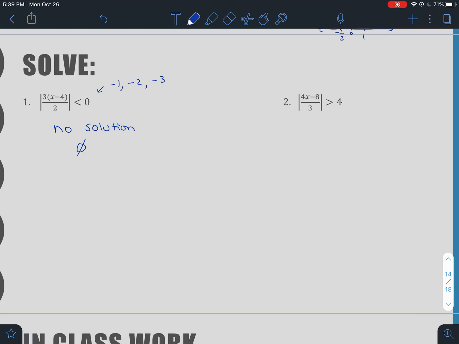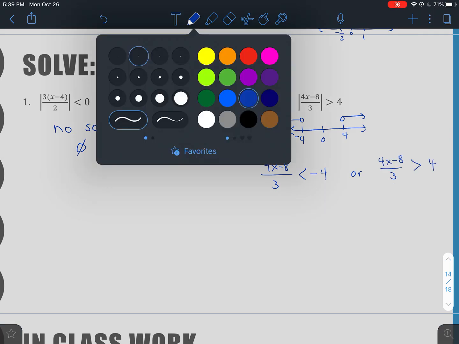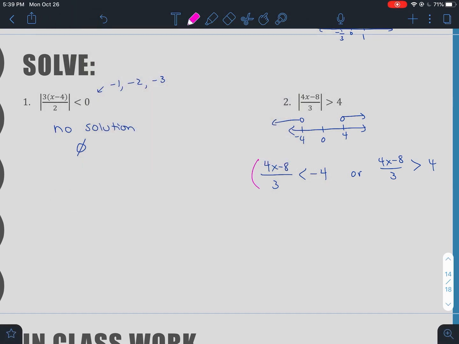What if I want the absolute value of 4x minus 8 divided by 3 to be greater than 4? So I need that expression to be more than 4 away from 0 to make this true. So to make that true, I need 4x minus 8 over 3 to be less than negative 4, or I need 4x minus 8 over 3 to be greater than positive 4. We're going to get rid of the denominator first, so we're going to multiply both sides by 3 and by 3. I'm multiplying by a positive number, positive 3, so I don't have to flip my sign.